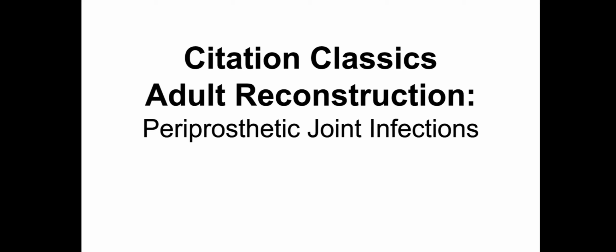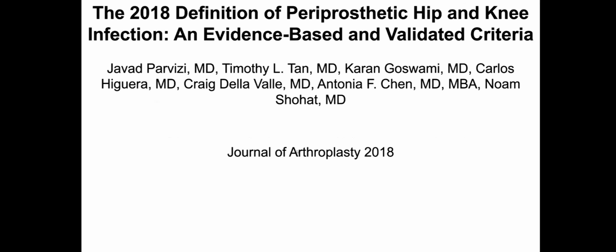And Hassan's going to start us off with our first paper on how we define PJI. Awesome, thank you. Here comes our first article, titled The 2018 Definition of Periprosthetic Hip and Knee Infection: Evidence-Based and Validated Criteria. This is a paper out of the Rothman group, with Parvizi and his group, published in the Journal of Arthroplasty in 2018.